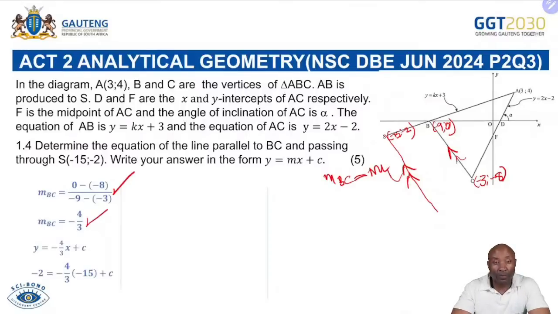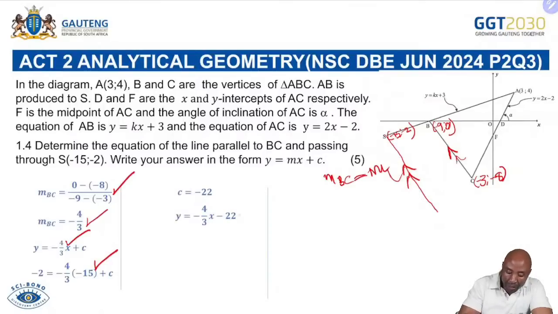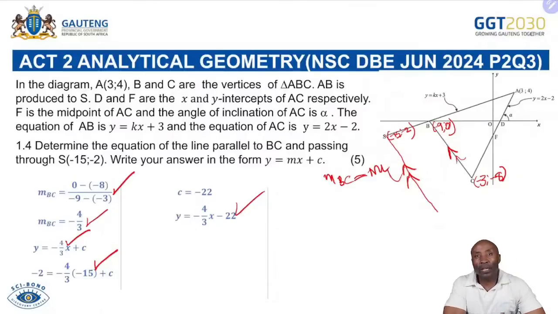We use the equation of a straight line. We deduce the gradient will also be -4/3. We substitute the coordinates of point S, and we get our equation as y is equal to -4/3 x minus 22. I don't know whether it's pressure or what. Some of us do not finish.